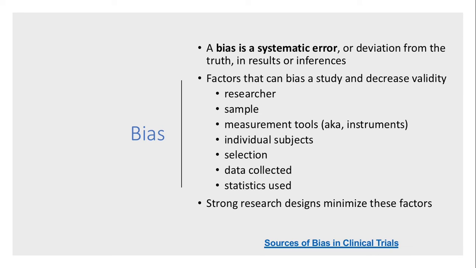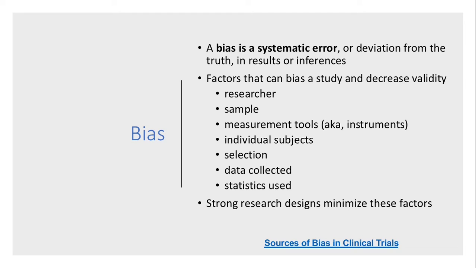I've mentioned the term bias, and a bias is just a systematic error or deviation from the truth in results or inferences. And you can read there, there's a number of sources of bias that can decrease the validity, or I would say the believability, of findings from a study. For example, how the researcher executes it, how the subjects are sampled from the population, the type of measurement tools. Are they valid for measuring what you're wanting to measure?